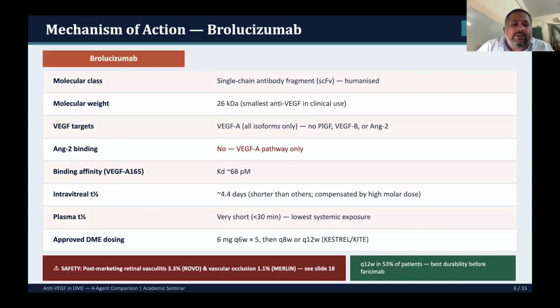And coming to brolucizumab, it's a humanized single chain antibody fragment, and it binds VEGF-A again in all its isoforms. It doesn't bind any other mediator, and although we've been able to achieve Q12 in 53% of the patients eventually over 2 years, it has a very high durability. Safety has been a concern, particularly with regard to intraocular inflammation, retinal vasculitis, and retinal vascular occlusion, according to the RAPTOR and RAVEN studies, and the MERLIN study.